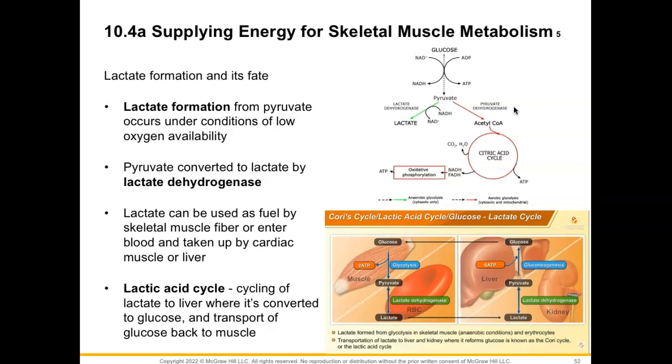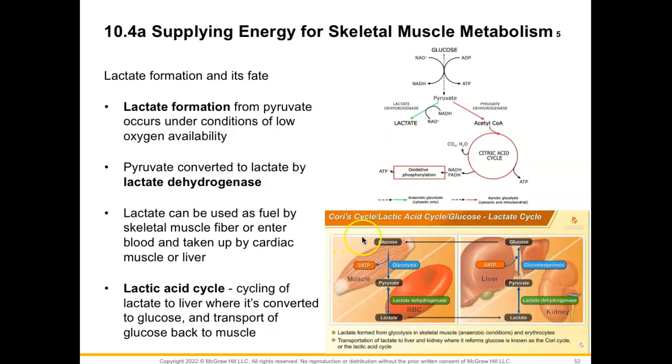Now we need to talk about lactate formation and its fate. Lactate formation is going to be from pyruvate, which you can see through glycolysis here. We have those 2 pyruvate molecules, and it's going to occur under conditions of low oxygen availability. Our pyruvate then is going to convert to lactate using the enzyme lactate dehydrogenase. Lactate can then be used as fuel by our skeletal muscle fiber, or enter into our blood and be taken up by our cardiac muscle or our liver.